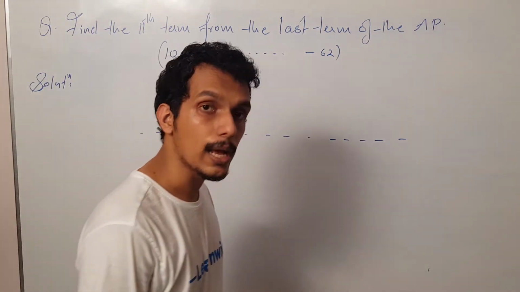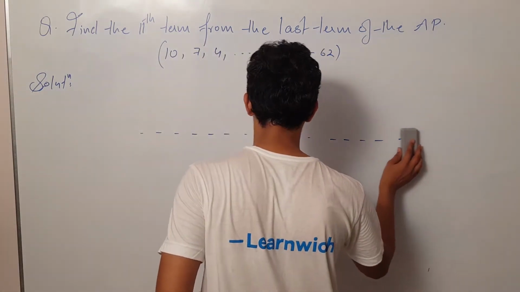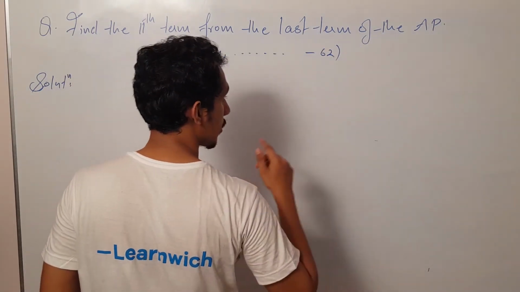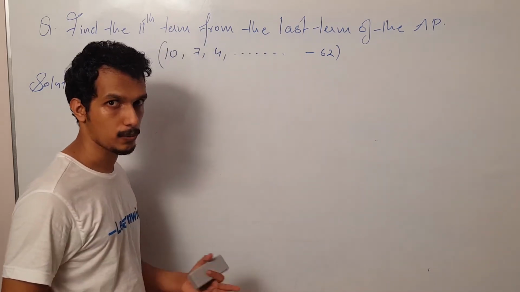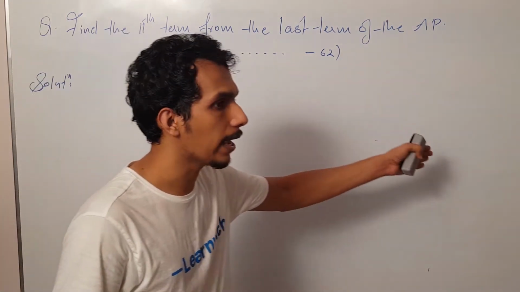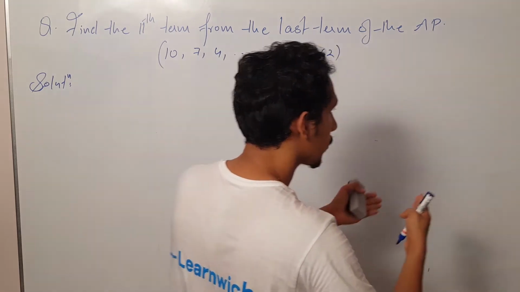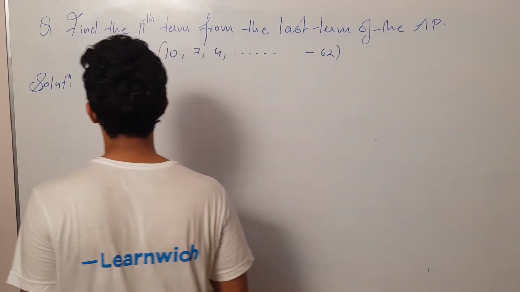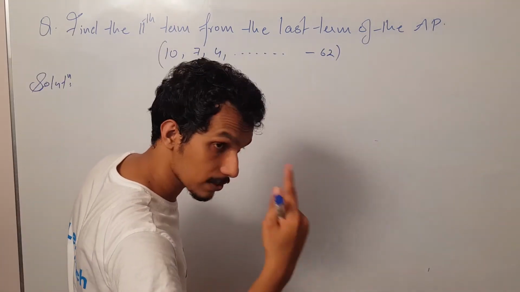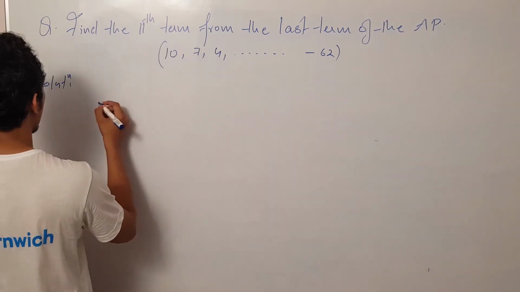But in order to do that, you first need to understand how many terms are there in the AP. Then only you can find out the 11th term from the last term. Be it any question, what is the first thing you will do? You will write the given data. What is given?